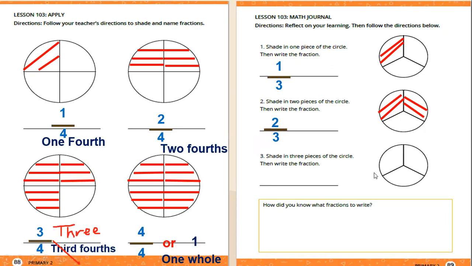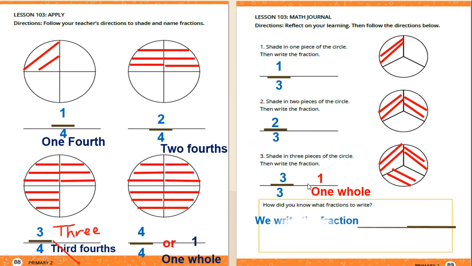Number 3. We have 3 colored parts. The total parts are colored. So we have 3 out of 3, or 1 whole. Bravo. How did you know what fractions to write? Again, my dear students, the fraction is part of total. The number of colored parts goes on top, and in the bottom, the denominator, I will write the total number of parts. So a fraction is part of whole or part of total.